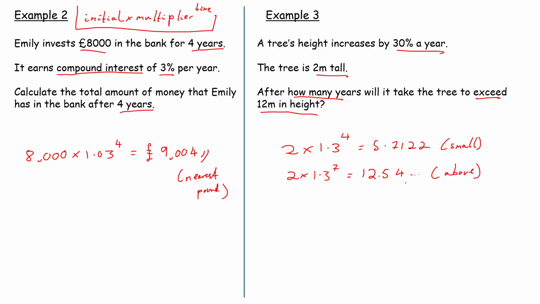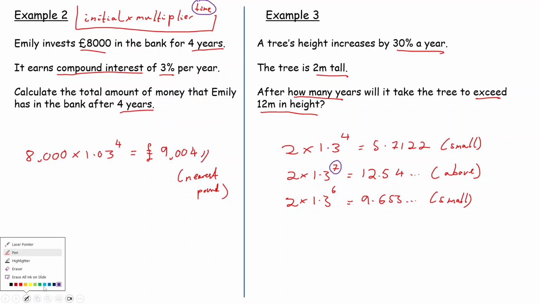Let's just check, and I'm pretty sure that's going to be the answer, so 7 years, but let's check 6 years, because that might be above 12. It won't be, but let's double check it. So 2 times 1.3 to the power of 6, what does that equal to? That is equal to, yeah, there we go, 9 point roughly 653, so on and so forth, which is too small. So definitely, we can confirm after 7 years, because in our formula, this bit here is time. So after how many years? After 7 years, the tree goes above 12 because that's above 12. So the answer is going to be 7 years using a little bit of trial and error.